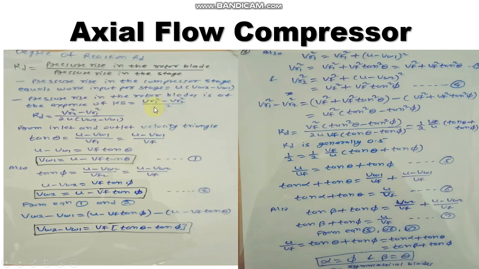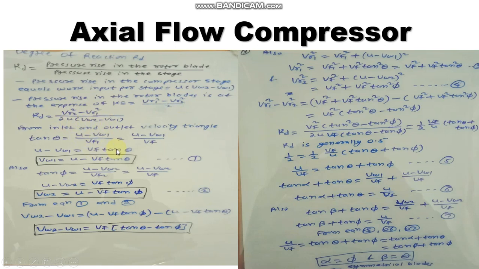VR2 square minus VR1 square divided by 2, and this is U (VW2 minus VW1). Sorry, this is VR1 square minus VR2 square, because VR2 decreases. That's why it is VR1 square minus VR2 square divided by 2U times (VW2 minus VW1).